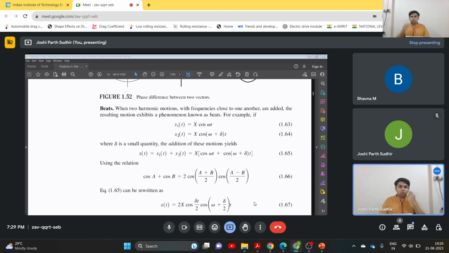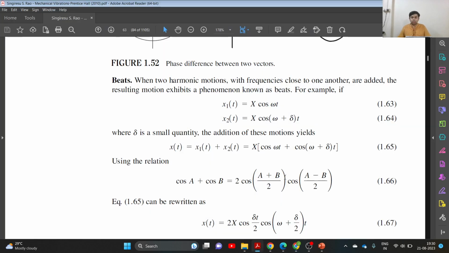No, here we are talking about the first part, the 2x cos delta t by 2. So that has a time period of 2 pi upon delta by 2, right? Yes, sir. Does it make sense? So this is the amplitude, the 2x cos delta t by 2. So that is the amplitude of one sine wave superimposed onto another, if you can visualize that.